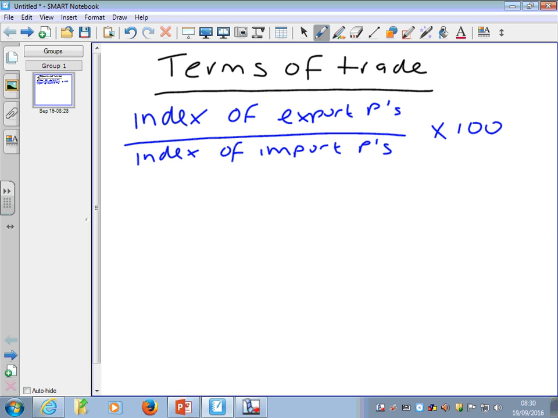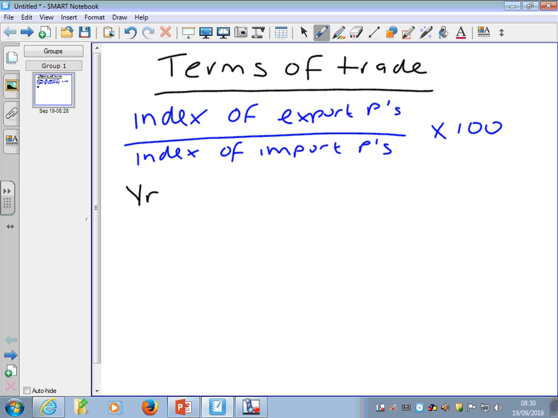Okay, now what this is basically looking at is how many imports can you buy with your exports. So when you think about it, the money you earn to pay for your imports should come from the money that you as a country generate by selling your exports. Now, the simplest way of looking at this is to think about some make-believe data.